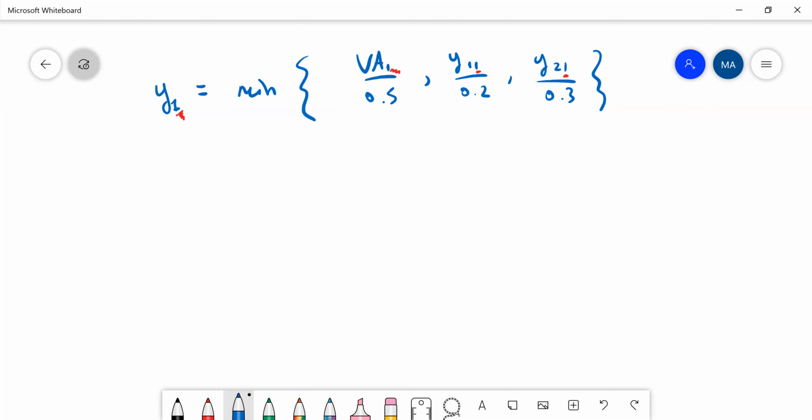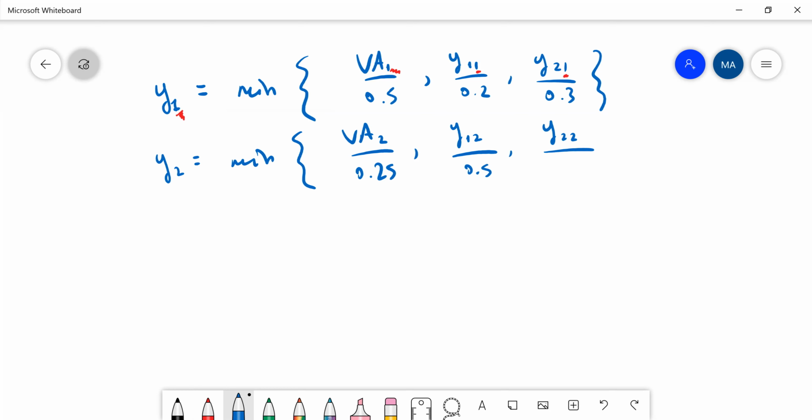So for the second firm, we have the similar thing. So it is VA2 divided by V2. V2 is 25. And then we have Y12 over 0.5, Y22 over 0.25. Okay, now you realize this J is equal to 2, J is equal to 2, J is equal to 2, J is equal to 2. Okay, that's it. Then you solve it.